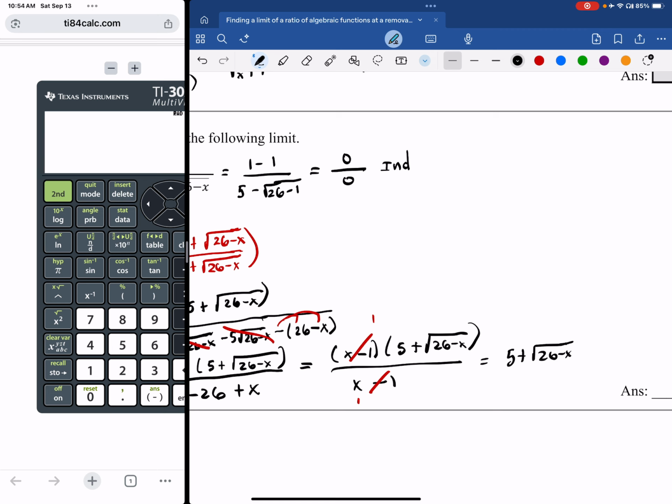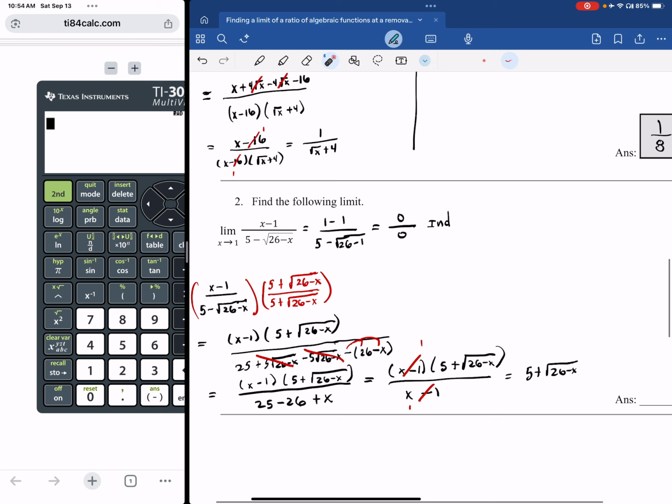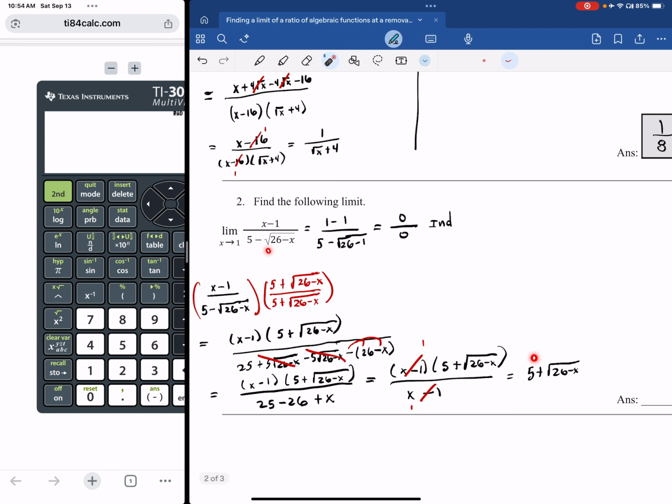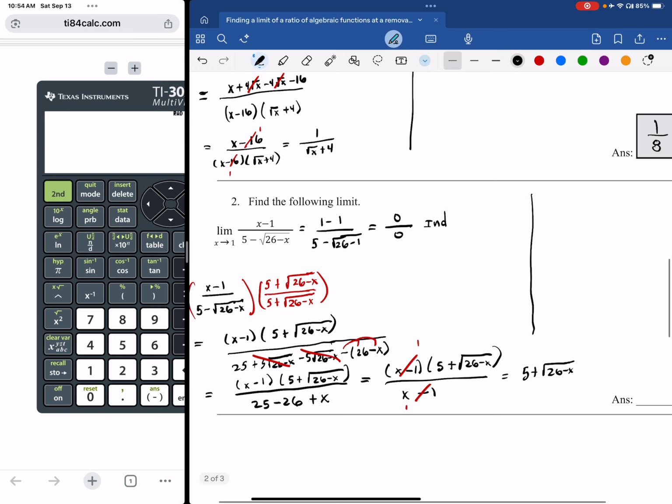So if I look at my original function, and I look at the now simplified version when I multiplied by the conjugate, what we're saying is, yes, these functions are identical everywhere except at the point x equals 1, but again, for limits, it doesn't matter what happens at the point, it's only what happens near the point. So finding the limit of the original function is the exact same thing as finding the limit of the simplified function. Again, that simplified function was 5 plus the square root of 26 minus x.